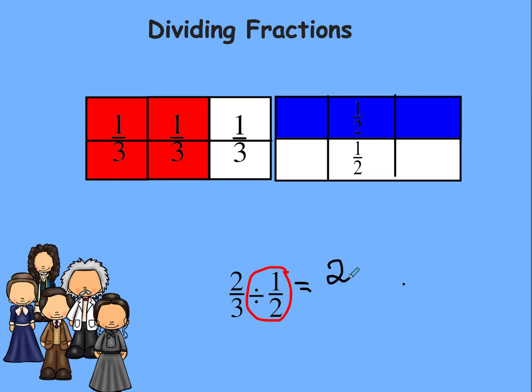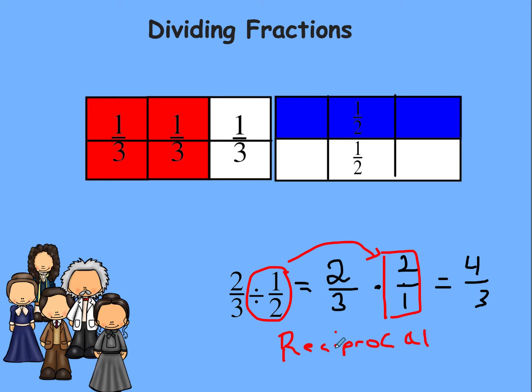So what this problem really did was we took 2/3 and we made it into halves. And we took halves and we made it into thirds. So how we would write that is 2/3 times 2/1. And when we multiply 2 times 2, we get 4, and 3 times 1 is 3. Notice that this and this are upside down from each other. So what we have is 2 numbers that are called reciprocals.